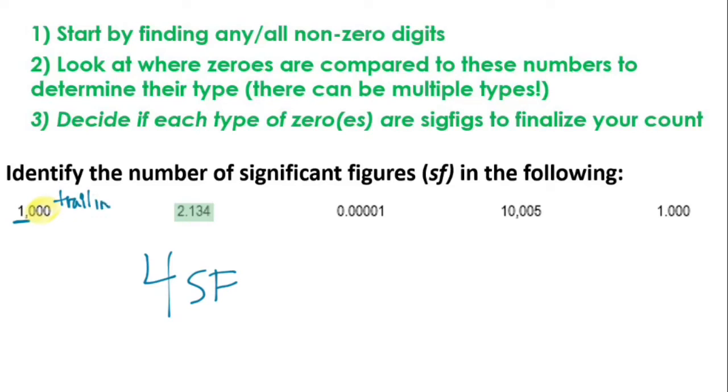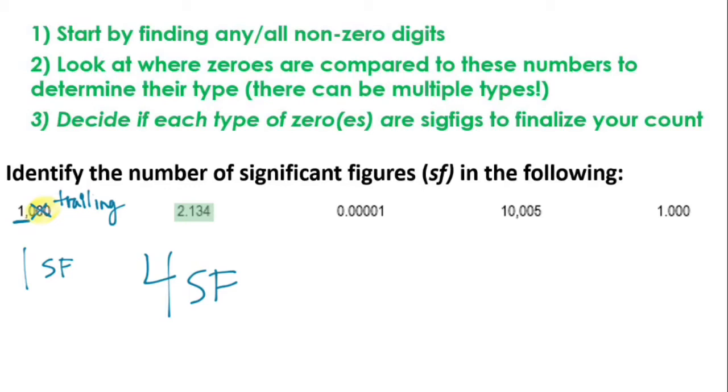And the rule for trailing zeros was that they are only significant if there's a decimal present, which there's not, which means these are not significant figures. So this number only has 1 significant figure in it, not a very precise measurement.